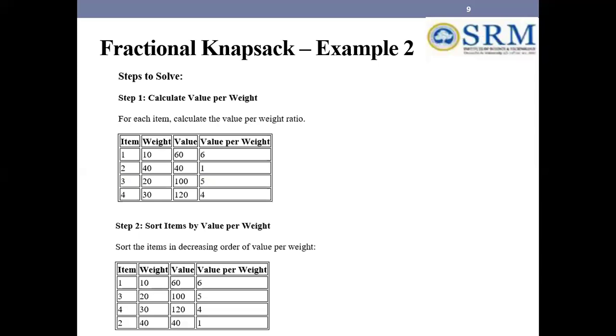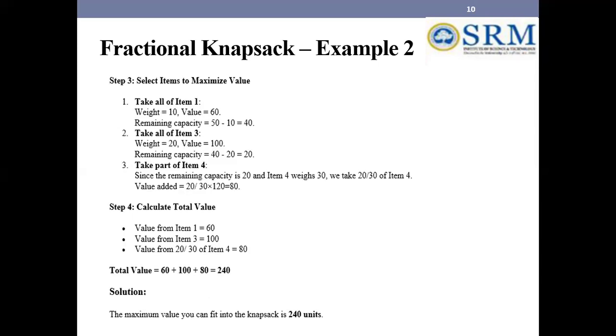Item 1 has 6, then item 3 has 5, that comes in second place. Item 4 has the ratio 4, and item 2 has the minimum, 1, that comes in last. Now the items are sorted in decreasing order of value to weight ratio. Then step 3, select items to maximize the value.